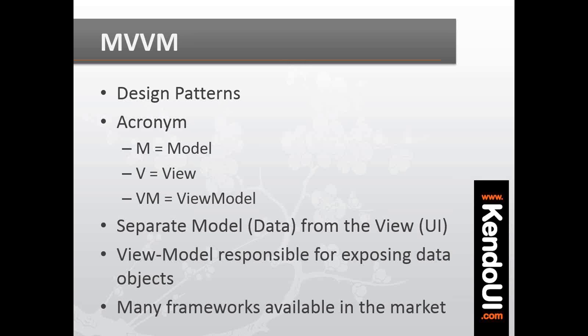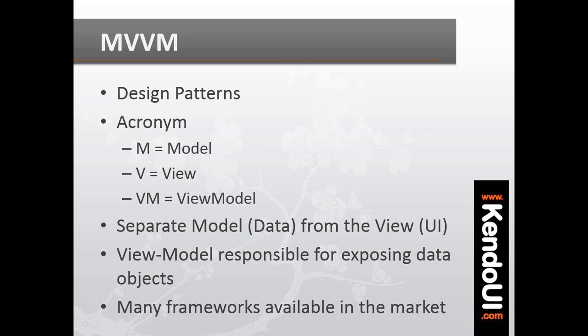So MVVM is actually a pattern. It's an acronym for model, view, and view model. So M, model; V, view; VM, the view model. What is a model? Model is actually your data. What is a view? View is actually your UI. Anything that constitutes a UI element can be called a view, and anything that does not constitute a UI element, but rather is a piece of information, I classify as data.